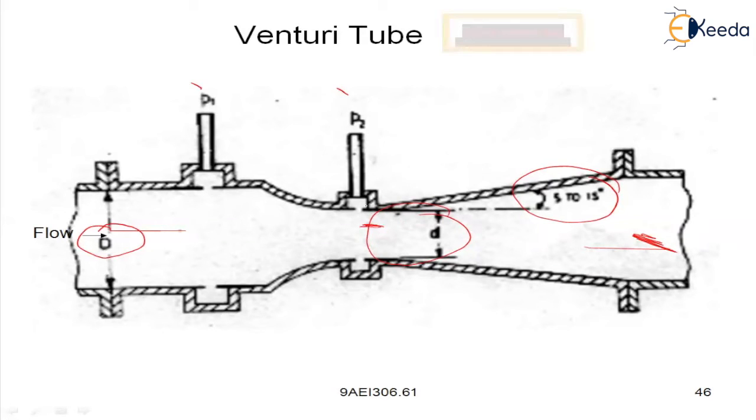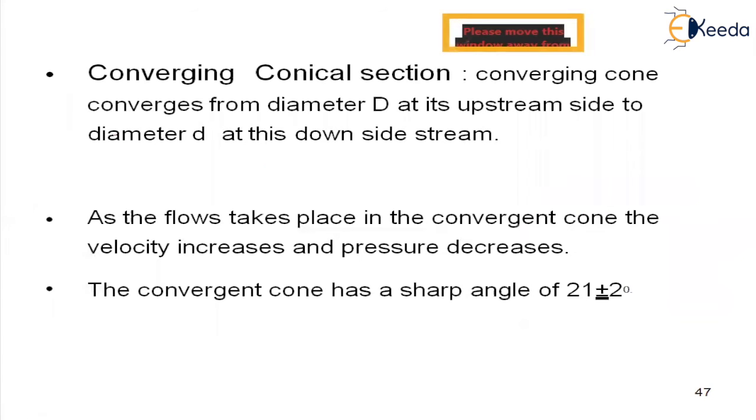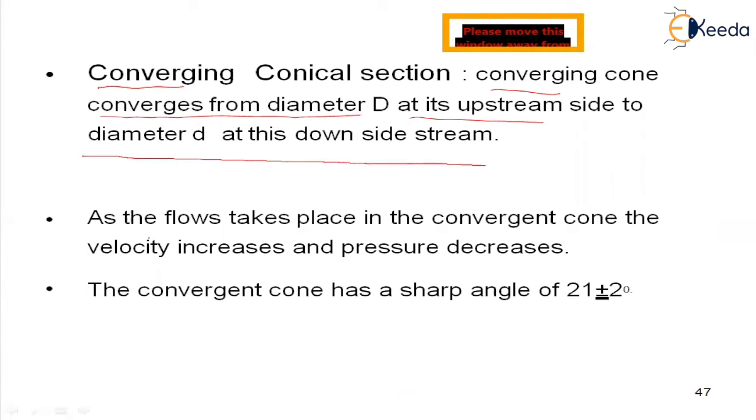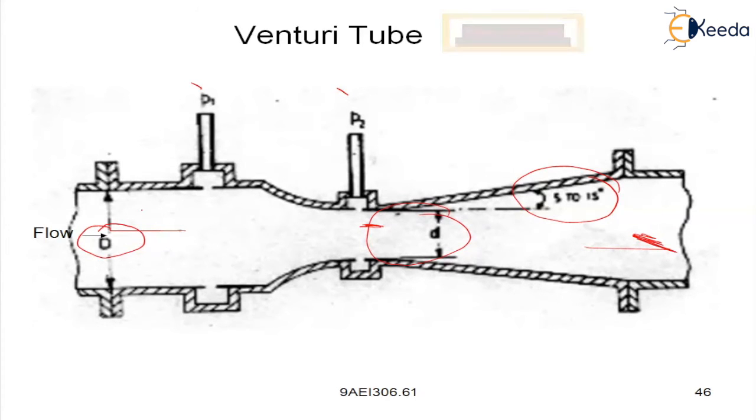Now, based upon the parameters present here, we are bringing back each and every parameter in a detailed manner. That is the reason I told you about the converging conical section. The converging cone goes from the diameter D at its upstream to the diameter small d at its downstream. See here, this is at the upstream, called capital D, and downstream at the throat, this is small d, my dear students.